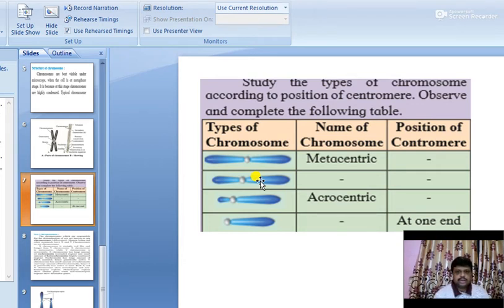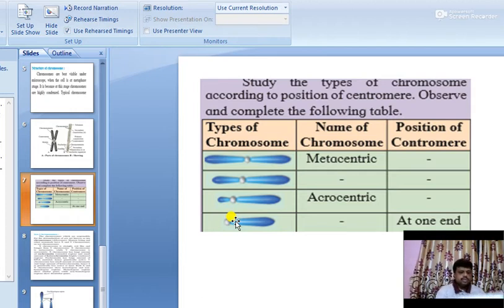Now let us move to the acrocentric type of chromosome. In the acrocentric chromosome, the centromere is located near the end of the chromosome, and this chromosome appears J-shaped. Now let us move to the telocentric. In telocentric, the centromere is located exactly at the tip of the chromosome. This chromosome is called telocentric, and it appears rod-shaped.